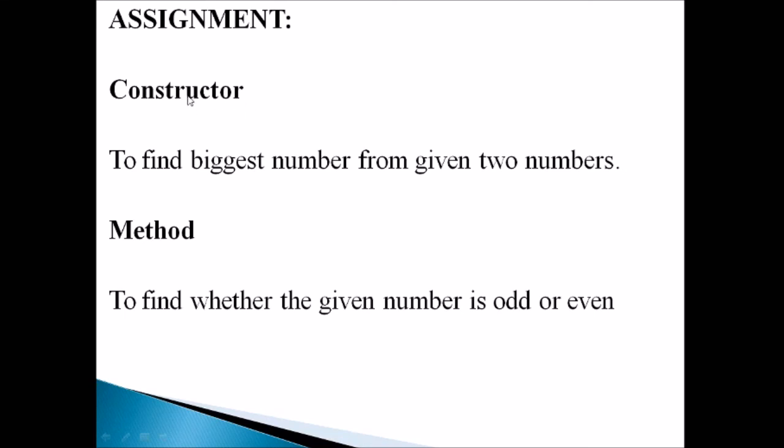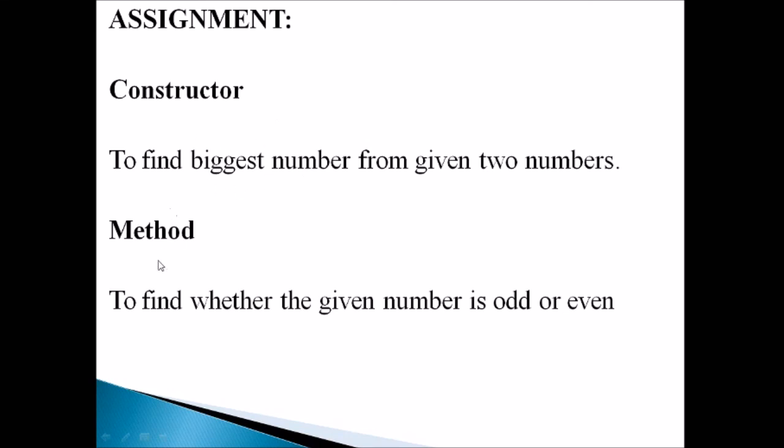For the constructor, you write source code to find the biggest number from two given numbers. The constructor should have two arguments. While we create the object, you should pass two numbers. The source code of the constructor should be for finding the biggest number from the given two numbers. So that is the source code for the constructor.